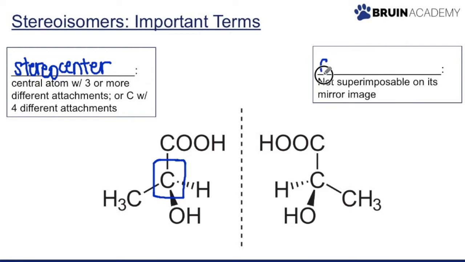The second important term to know is chiral, and this means that it's not superimposable on its mirror image. So again, we have these enantiomers here, and this molecule cannot be superimposed onto this one.